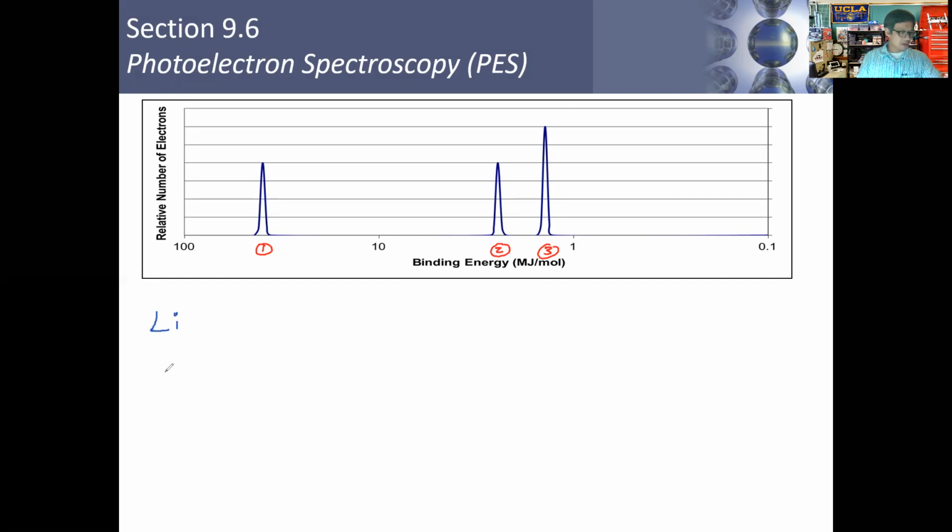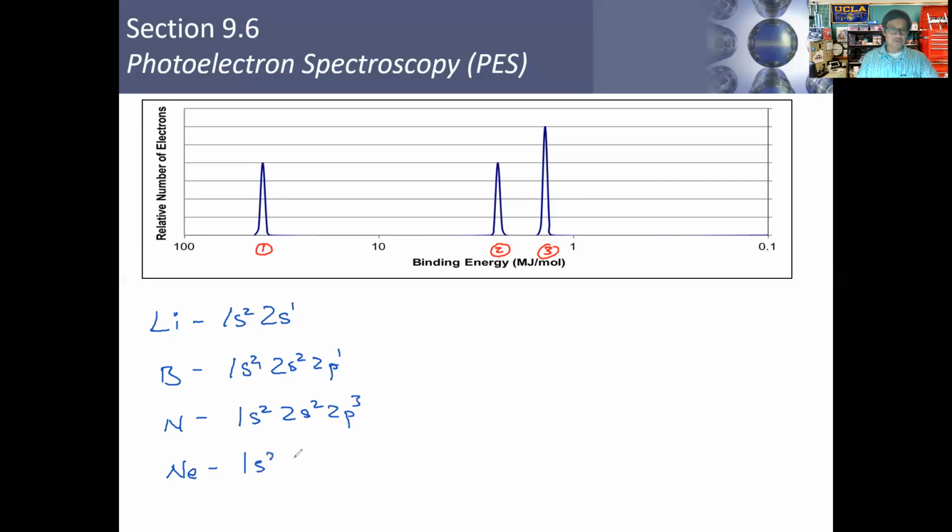So we have lithium, we were told that we have boron, nitrogen, and neon, okay? All right, let's write out the electron configurations for these here. So we're kind of working backwards here, folks. So for lithium we have 1s2, 2s1. Okay, for boron, then it's going to be 1s2, 2s2, 2p1. Okay, for nitrogen, then we have 1s2, 2s2, 2p3. And then for neon, we'd have 1s2, 2s2, 2p6.